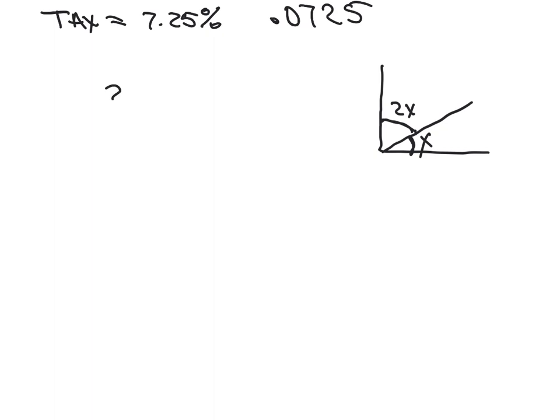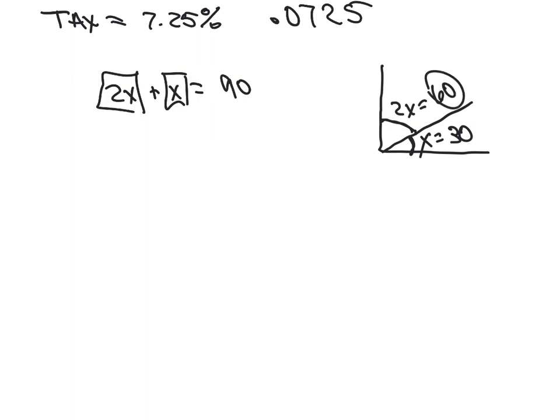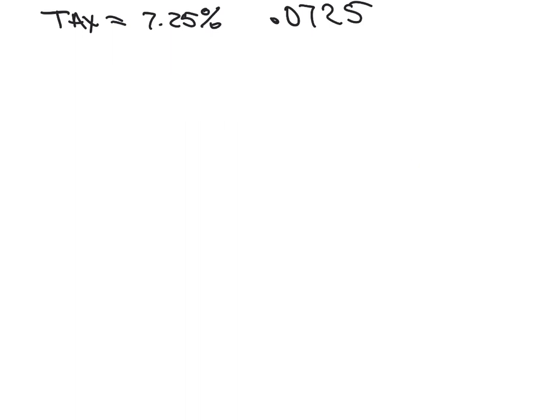If we take 2x plus x, we get a 90-degree angle, because two angles added up that are complementary are going to give you 90. So then you solve. And when you solve for x, you get 30. And that means that 2x is going to be 2 times 30. Add them both together, we get 90, so I know I did it right. So let's look at example 4.